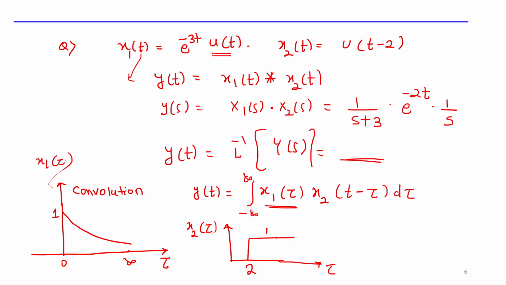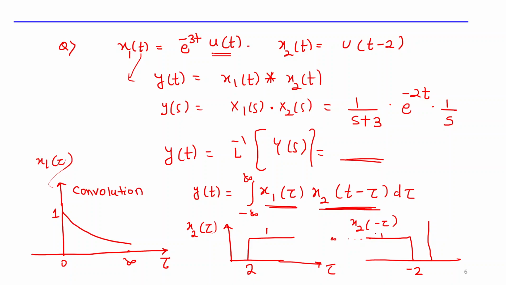Now, you have x1 tau and x2 tau, but you have to find x2 of t minus tau. If you're smart, first forget about the addition of t and find x2 of minus tau. Minus tau means you just take the mirror image of the signal with respect to the y-axis. So it will start from minus 2 and go up to infinity, having an amplitude of 1.